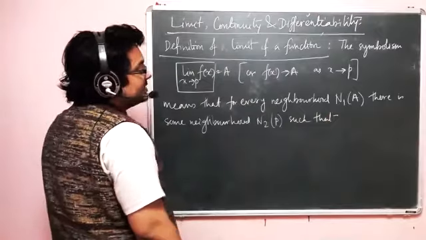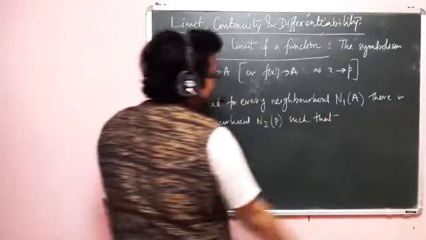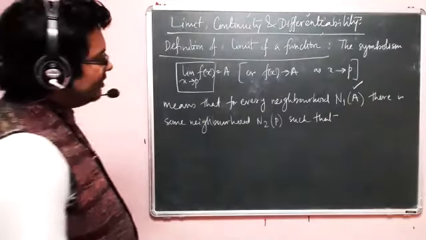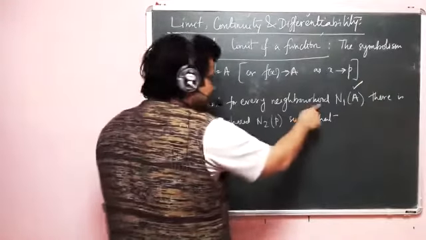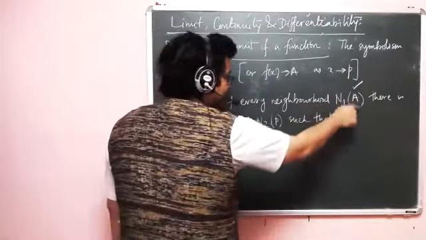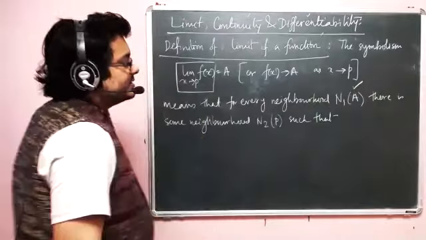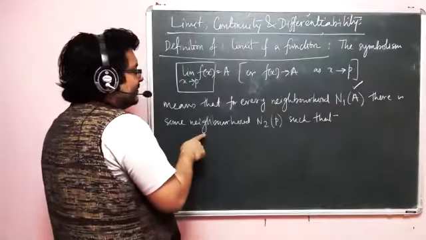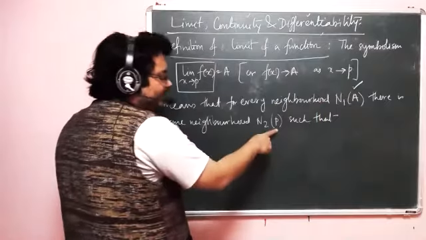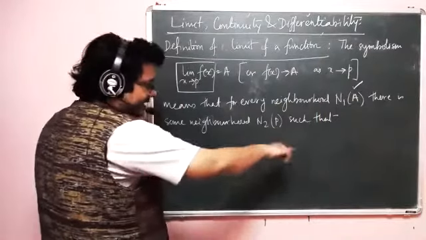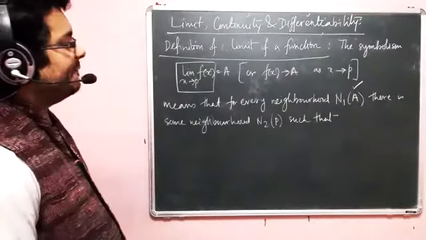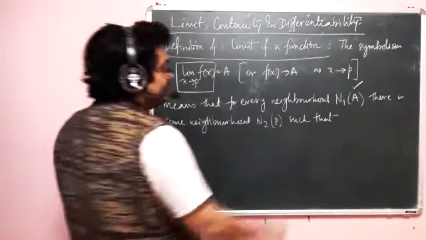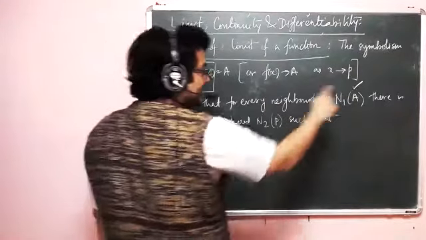Just understand that it starts with a neighborhood around A, not a neighborhood around P. It starts with this: for every neighborhood of A, there is. So the first job is to define this one, and then we need to find a neighborhood around P such that some condition is satisfied. That is the idea.